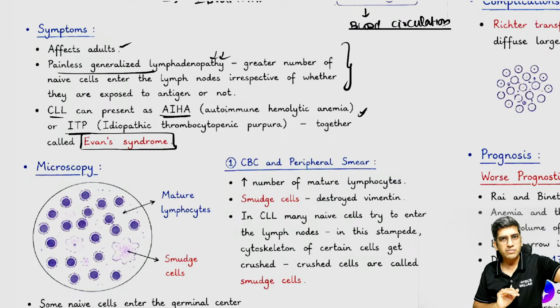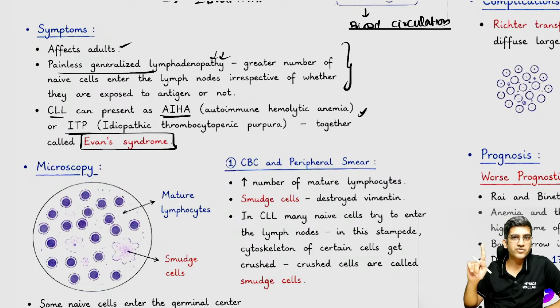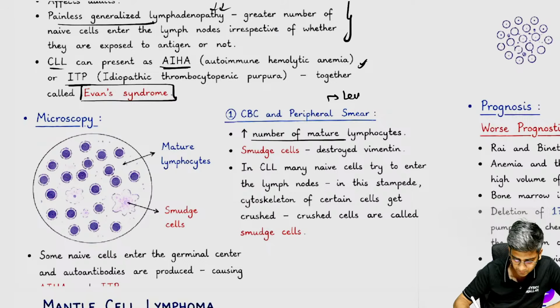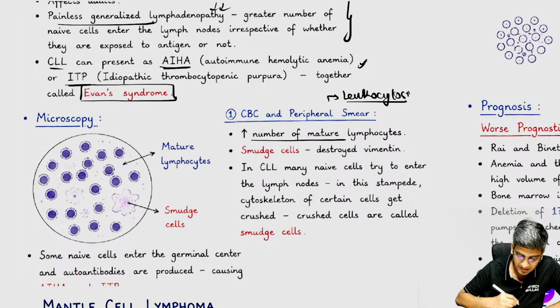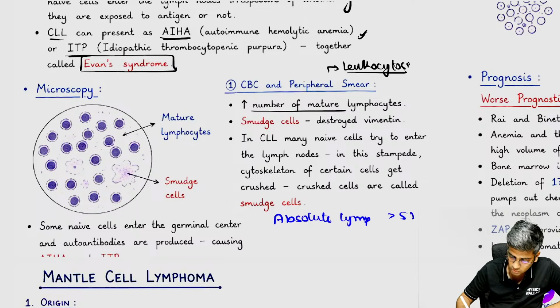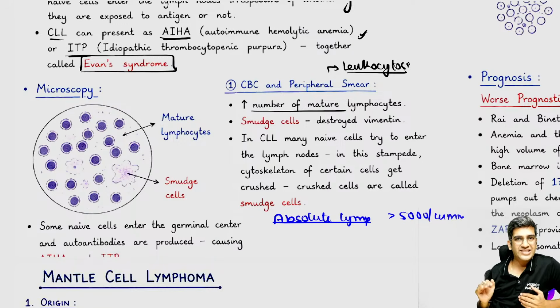I have leukemia. By default in peripheral smear, the first finding should be leukocytosis, right? There will be an increased number of mature lymphocytes. You will have leukocytosis. If I have to go with specific criteria, the absolute lymphocyte count of more than or equal to 5,000 per cubic mm, right? This is the classical diagnostic criteria for CLL.